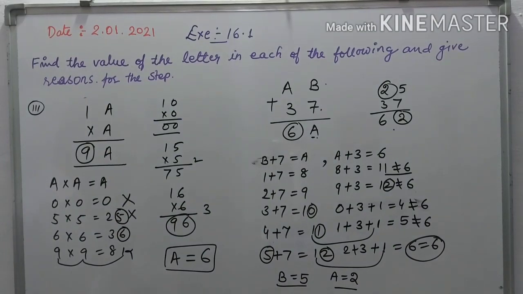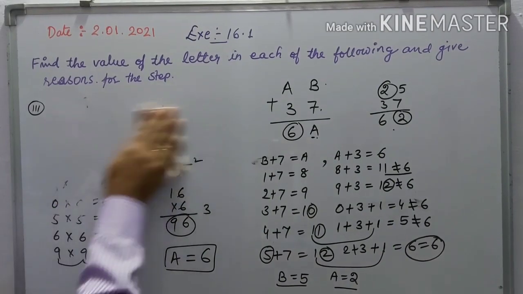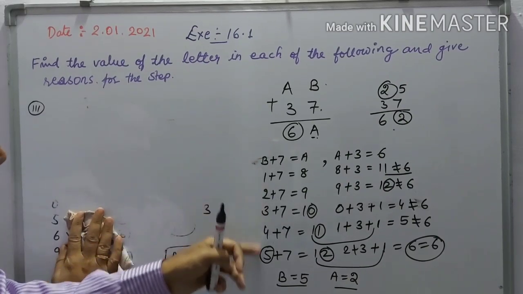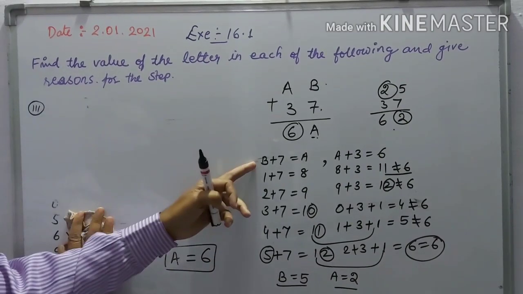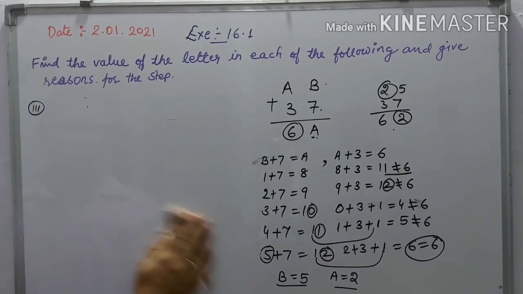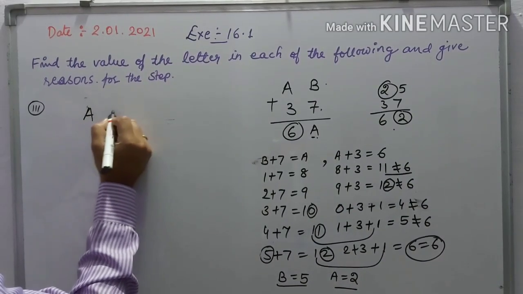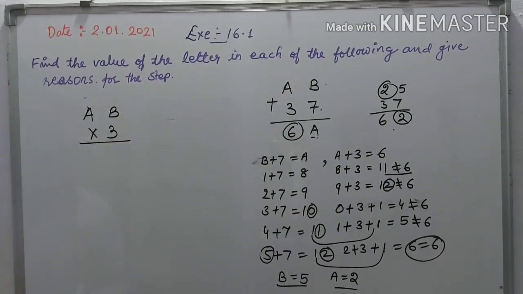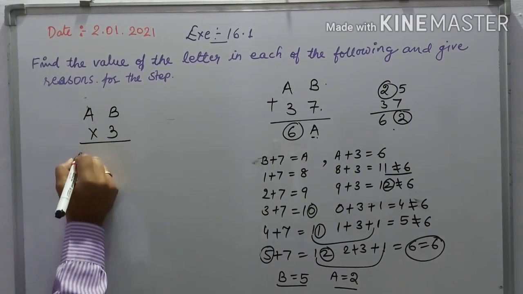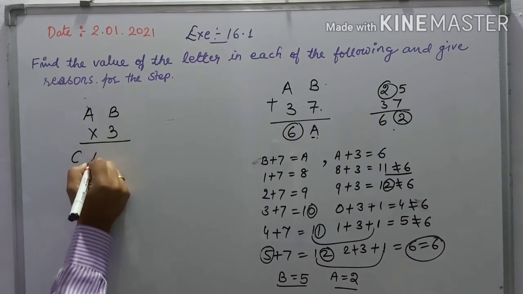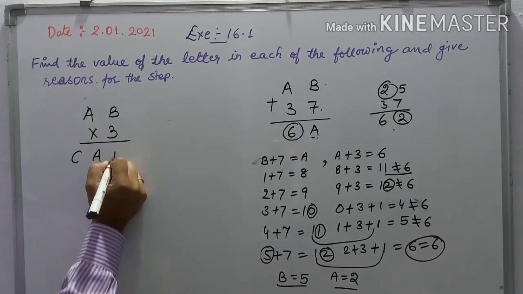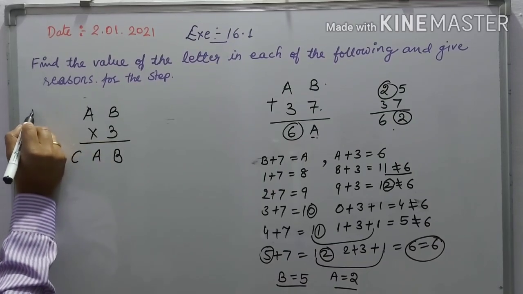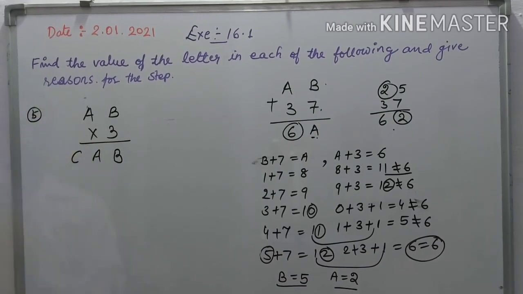Okay, they write the step. This is the given response. Now AB into 3 upon the answer is CAB. This is question number 5.